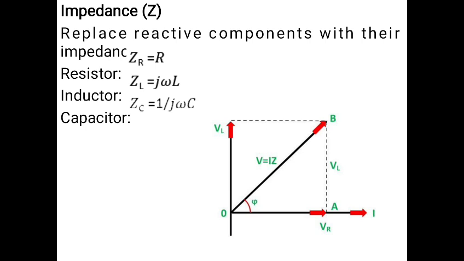Impedance. We can obtain impedance by replacing the reactive components as given here. A resistor is represented as ZR, which is equal to R, an inductor ZL is equal to jωL, and a capacitor can be given as ZC, which is 1/(jωC).